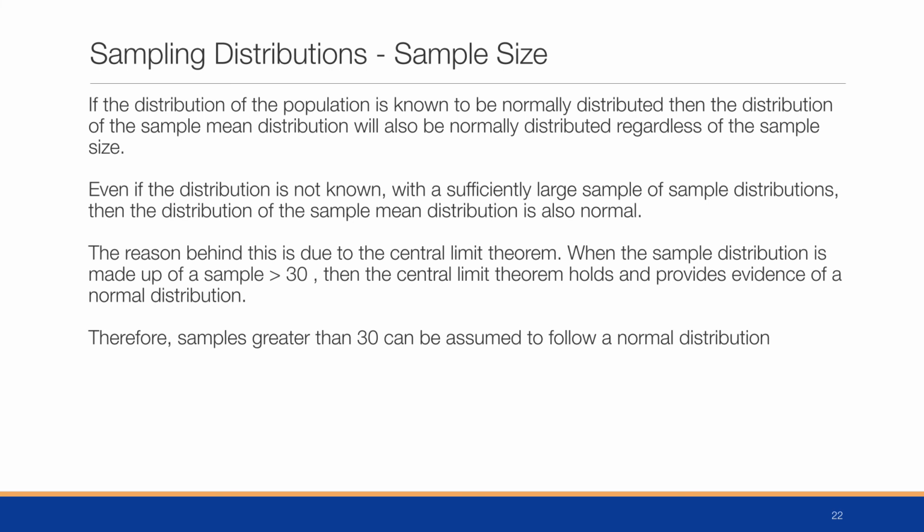And the reason behind this is due to the central limit theorem. When the sample distribution is made up of a sample greater than 30, the central limit theorem holds and provides evidence of a normal distribution. Therefore, samples greater than 30 can be assumed to follow a normal distribution.